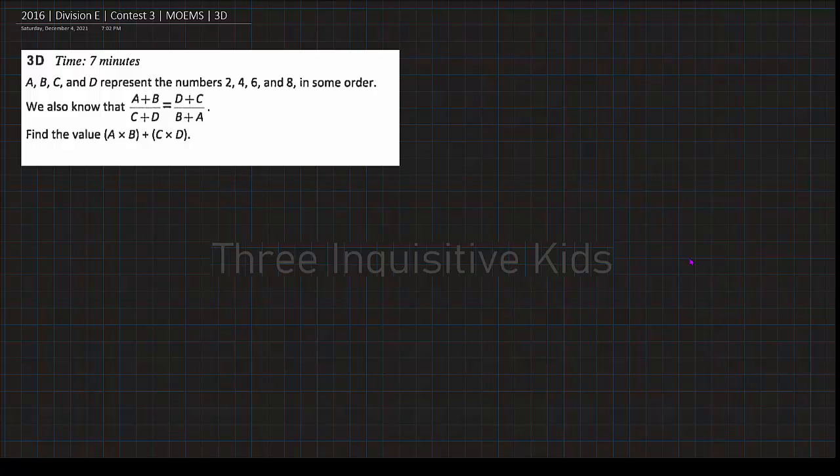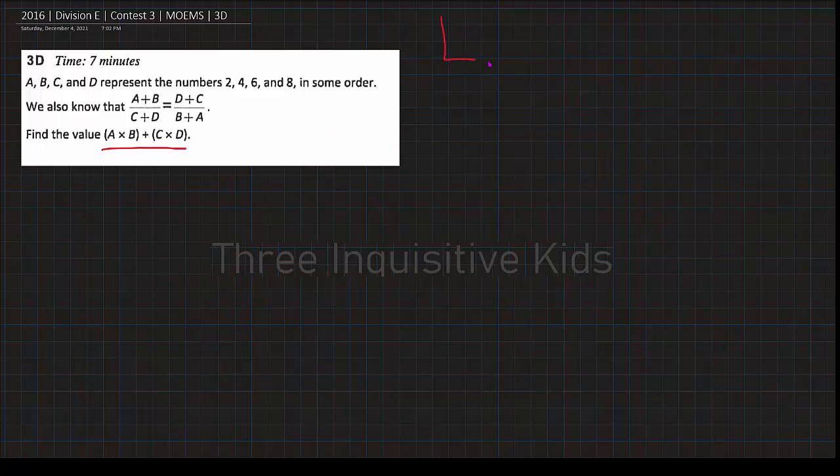3D. A, B, C, and D represent the numbers 2, 4, 6, and 8 in some order. We also know that the sum of A and B over the sum of C and D is equal to the sum of D and C over the sum of B and A. So find the value of this expression over here.